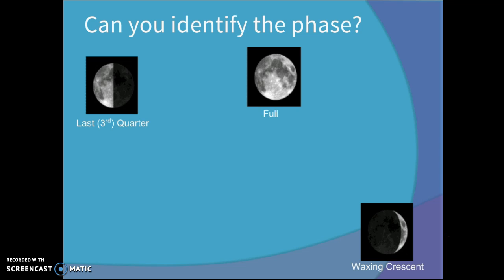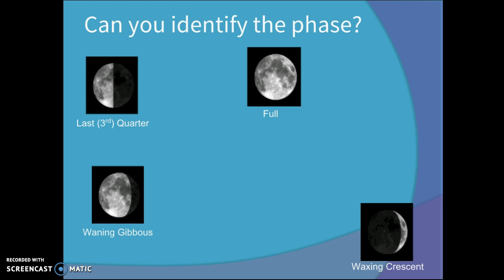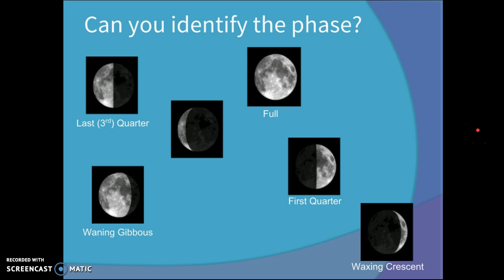This would be a full moon. This would be a waning gibbous: light on the left, and it's gibbous because it's more than half. This would be a first quarter. The light is on the right, and half of it is being illuminated. A waning crescent, light on the left, crescent moon.